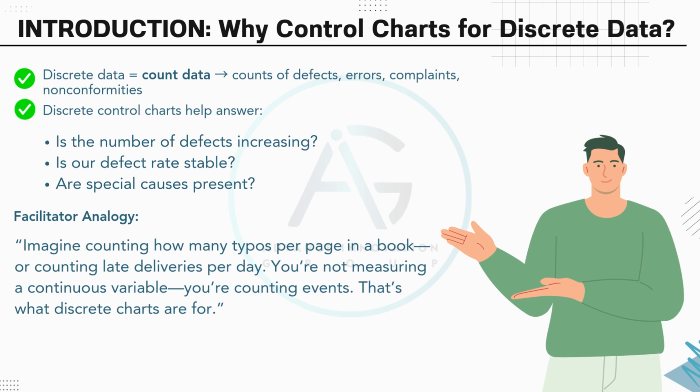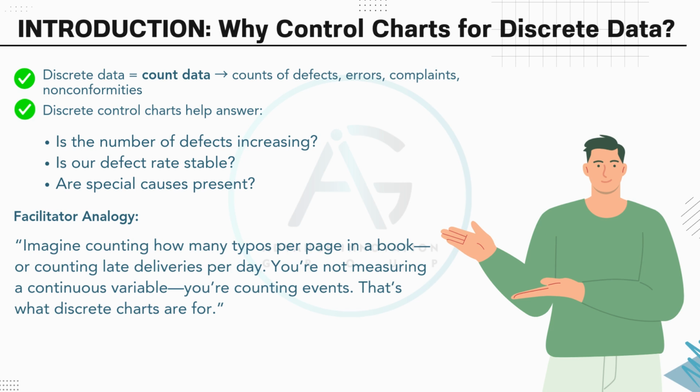Now, why do we need control charts for this type of data? Because they help us answer critical quality questions. Is the number of defects increasing over time? Is our defect rate stable? Are there any signals or patterns suggesting special causes?